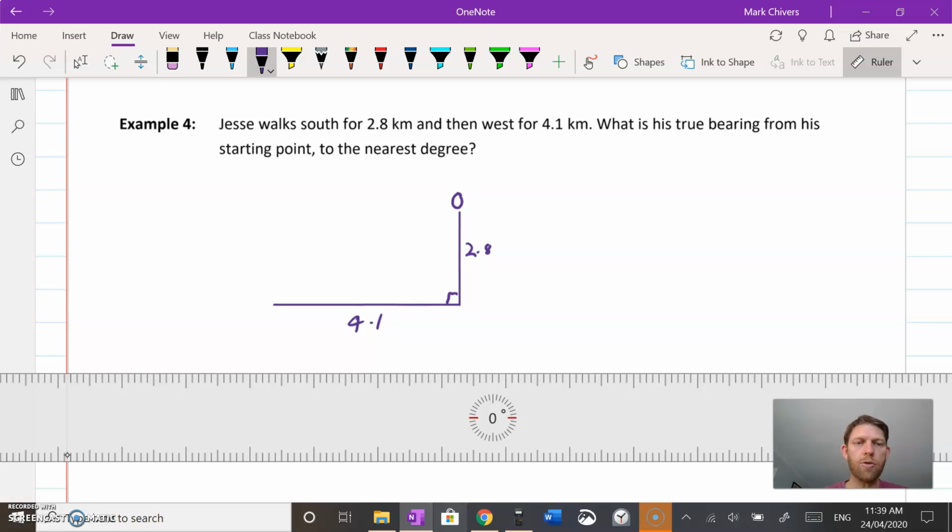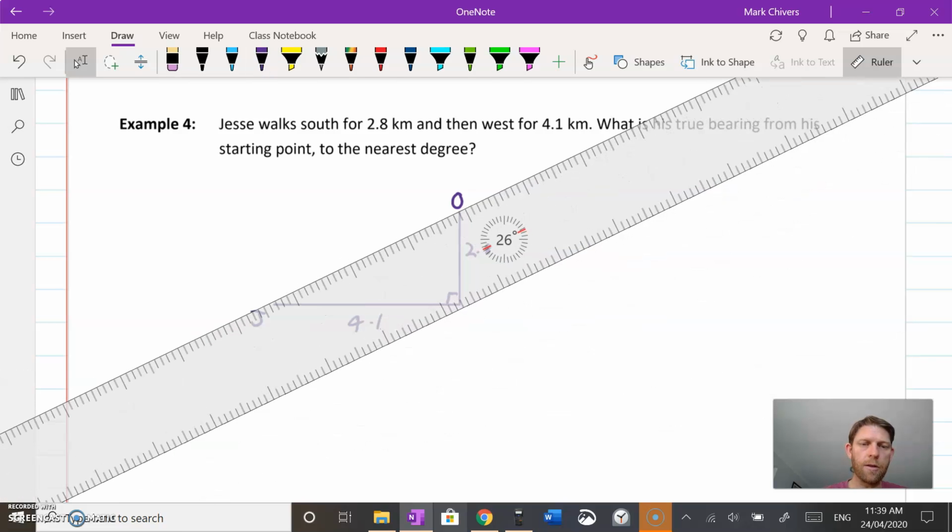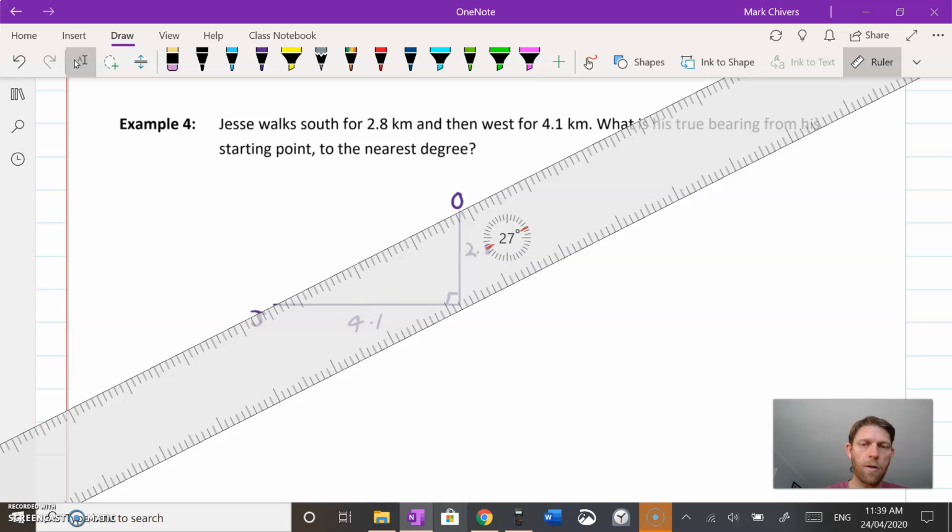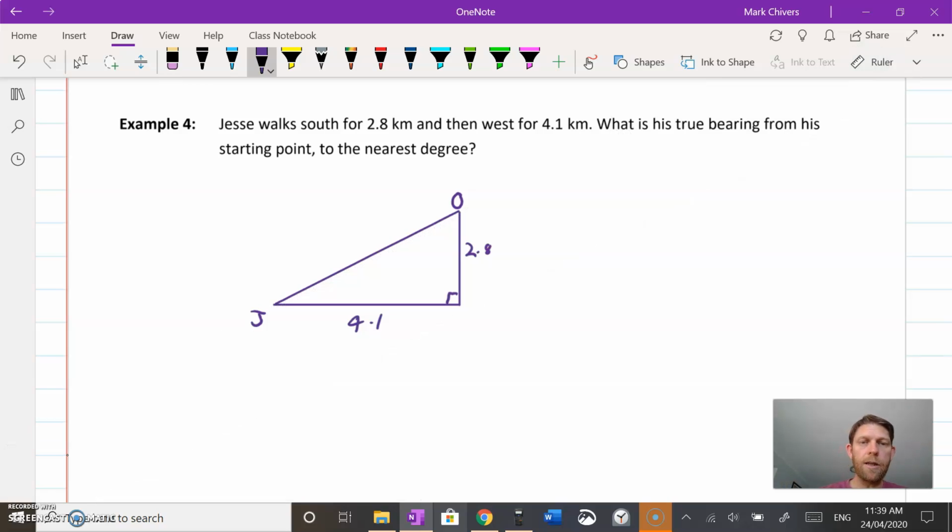And then it says, what's his true bearing from his starting point? So this is where he is now. This is where Jesse is. And we want to know, from where we started, what's his bearing. So essentially I'll draw in a line linking up where he started to where he is now. I'll get my ruler out of the way. What we really want to know is the bearing in here. So if we draw ourselves a north line here, we want to know this angle here, and that'll give us a bearing.